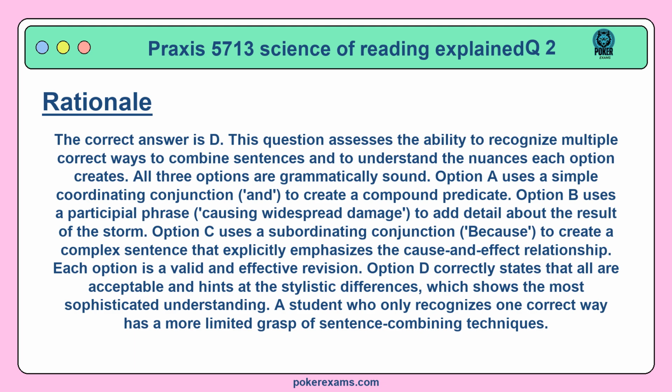Option D correctly states that all are acceptable and hints at the stylistic differences, which shows the most sophisticated understanding. A student who only recognizes one correct way has a more limited grasp of sentence combining techniques.